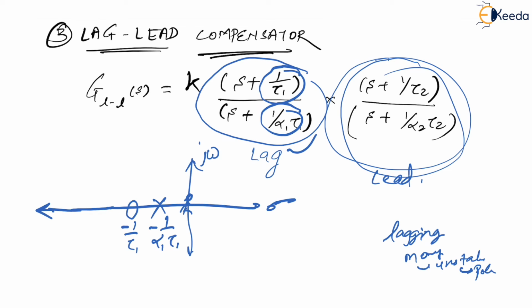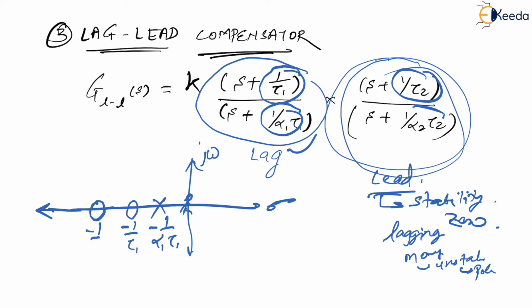Now if I think of lead, what will happen? Since lead means I'm happy in my life, stability is there, which means I should see the zero first. So the zero of this one is minus 1 by tau 2. Similarly, what is the pole of the lead? The pole of the lead is minus 1 by alpha 2 tau 2.